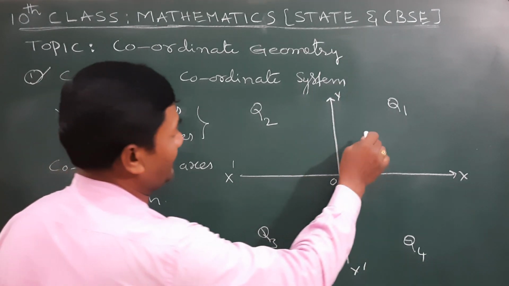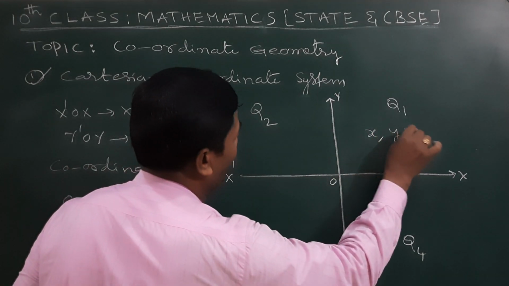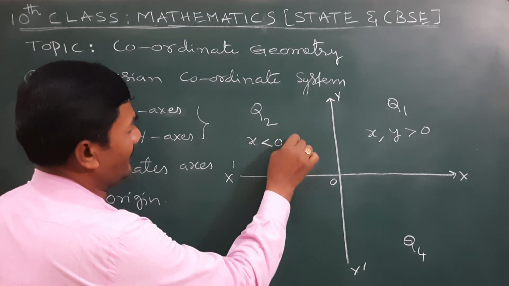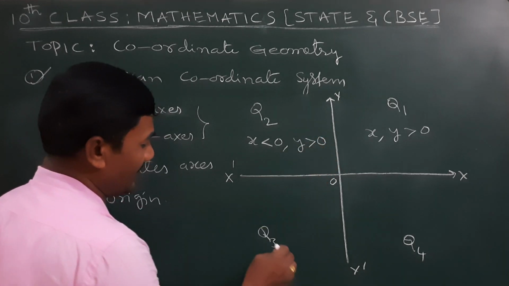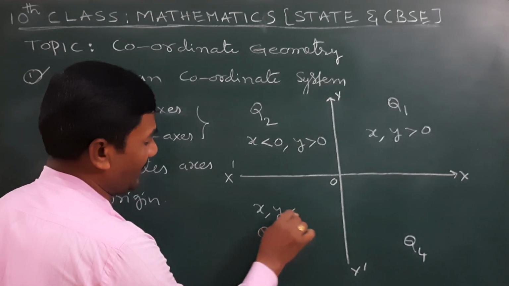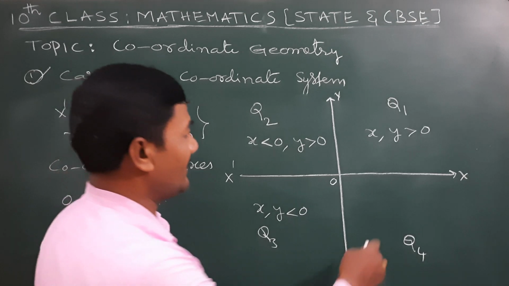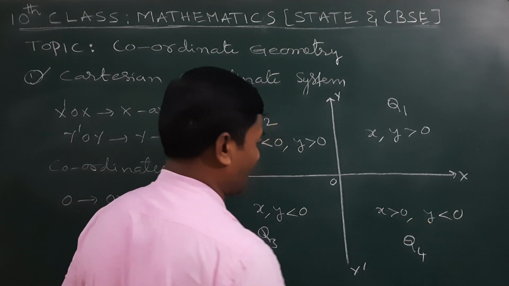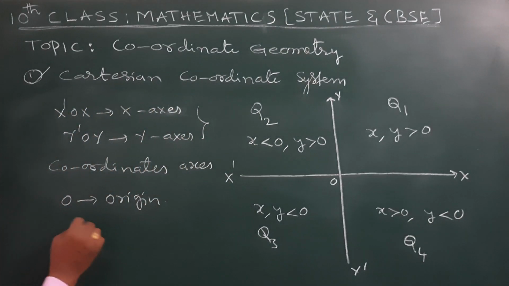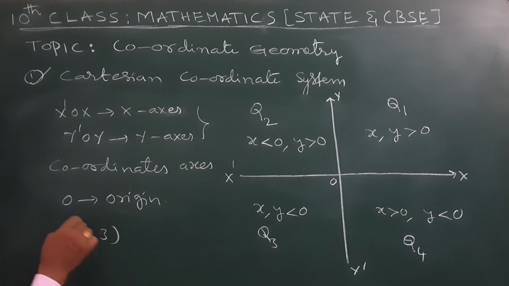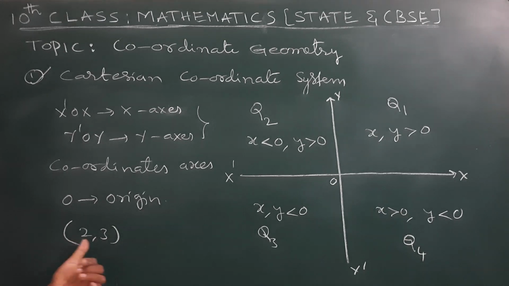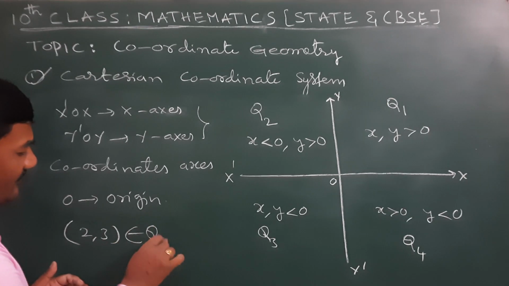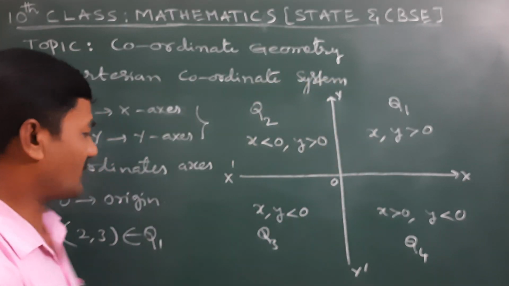The point (x, y): both are positive in the first quadrant. In the second quadrant, x is negative and y is positive. In the third quadrant, x and y are both negative. And in the fourth quadrant, x is positive and y is negative. Suppose (2, 3): both are positive, so it is in the first quadrant only.